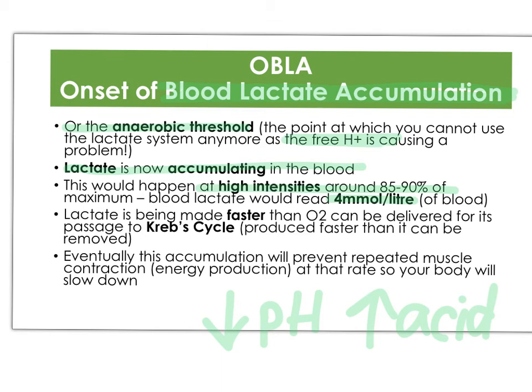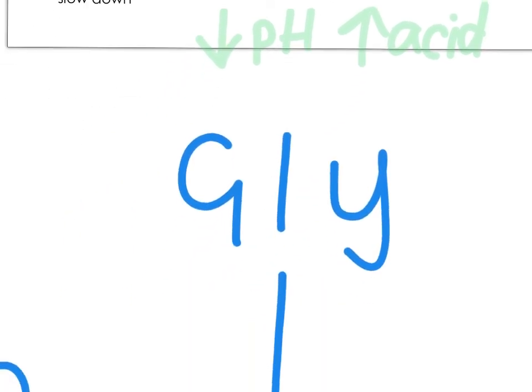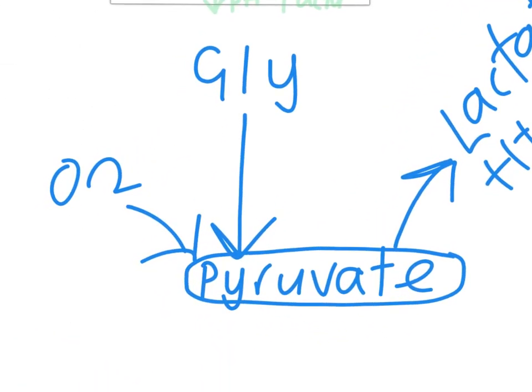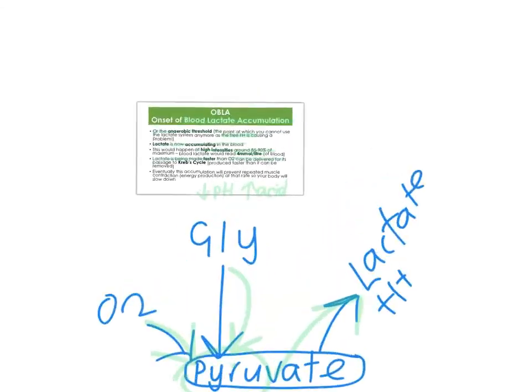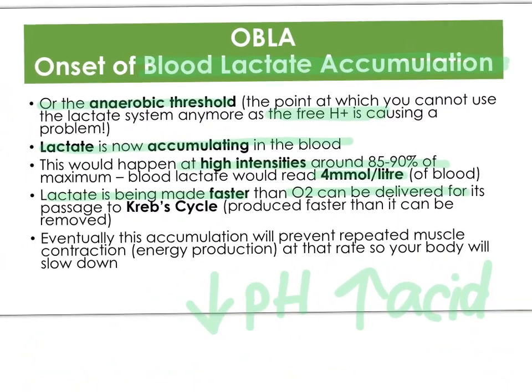Lactate is being made faster than oxygen can be delivered. So this goes back to this little diagram here that I drew. Glycogen is going down into pyruvate quicker than oxygen can be supplied to pair up with pyruvate. So we have spare pyruvate that then has to dissociate into lactate and hydrogen ions. So that's this section here. So it cannot go into Krebs cycle.